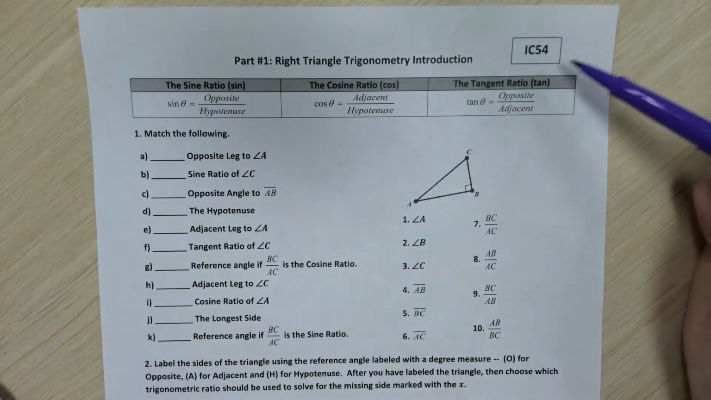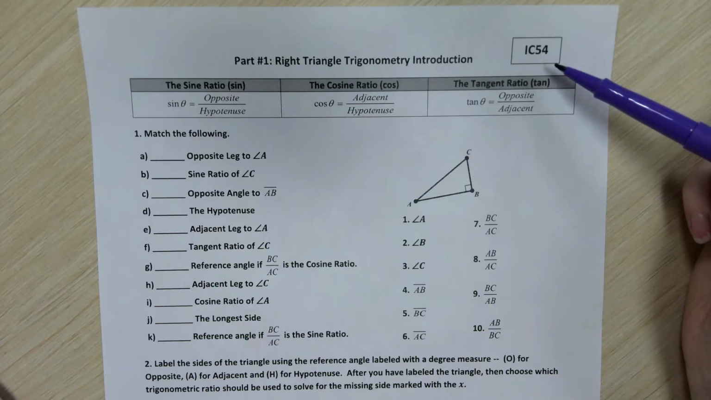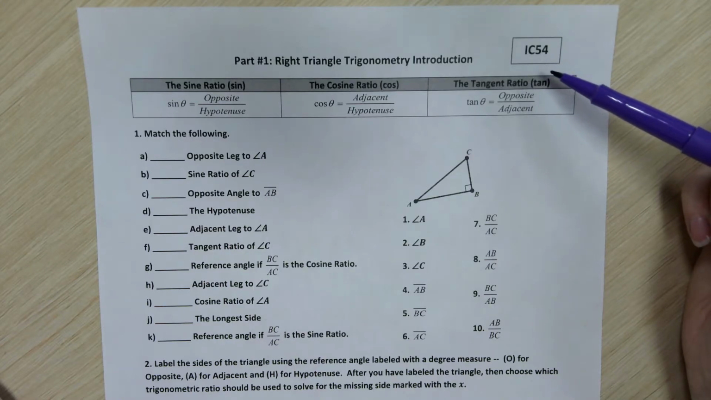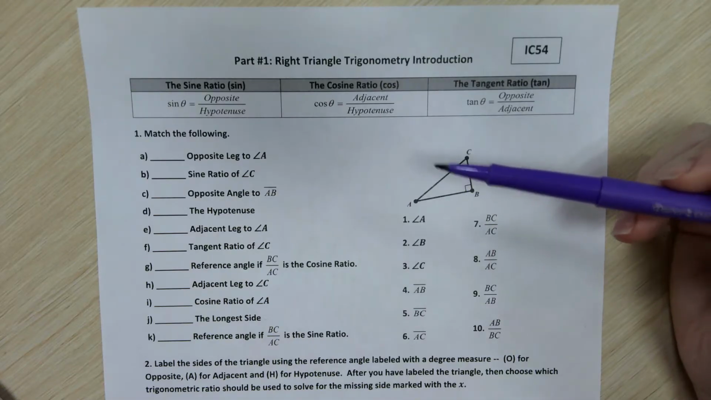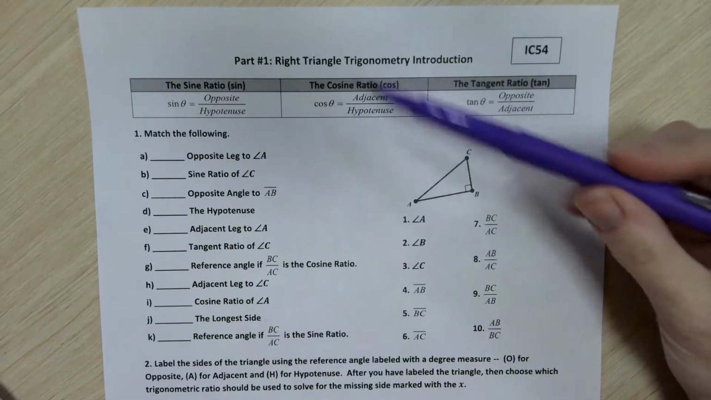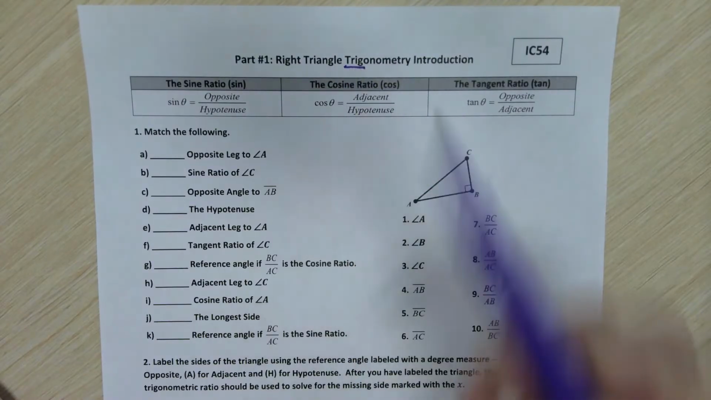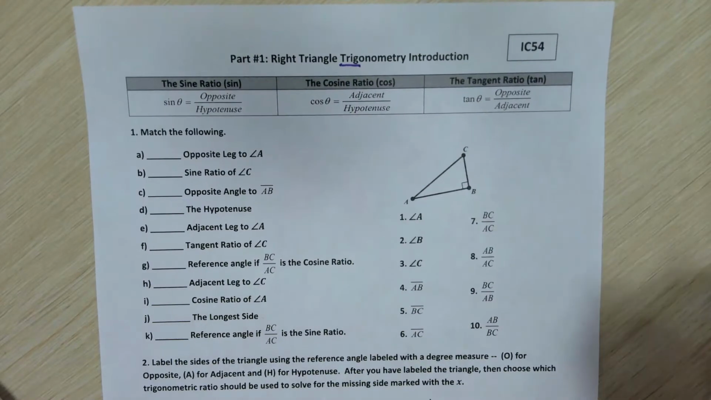For today's notes, you'll need in class 54. This is part 1 of standard 13, where we are going to learn about right triangle trigonometry. Sometimes teachers will abbreviate the word trigonometry as just trig. So if you hear that, they're talking about the same thing.